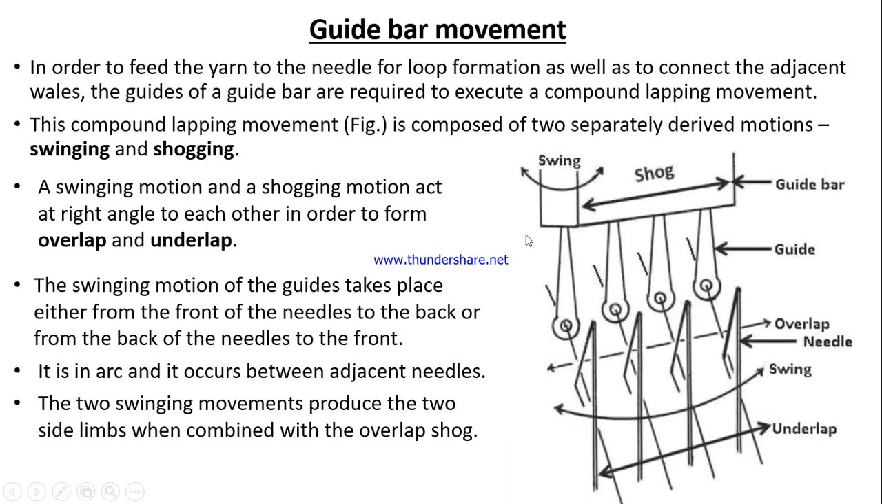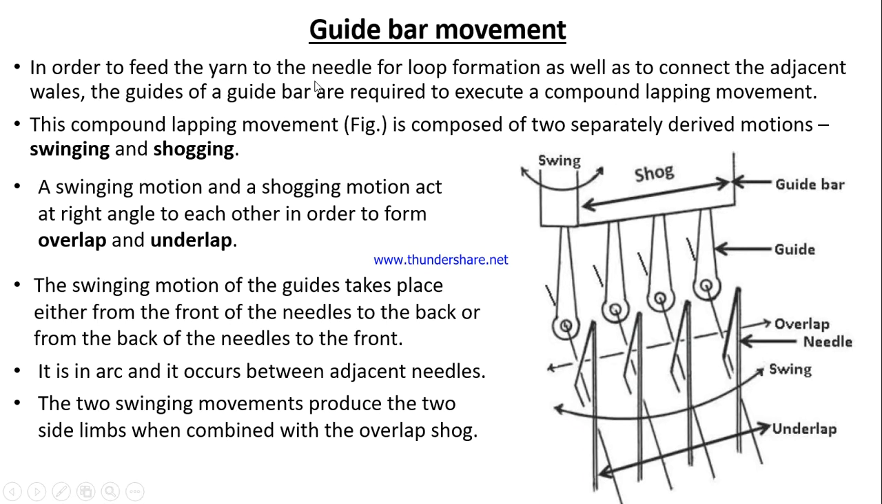Here you can see in this diagram, these are the needles, the bearded needles. The needles are vertically up in this way, and this is the guide bar, and these are the guides. Guides have holes through which the threading is done. Each and every guide is threaded with at least a thread or warp yarn. These finger-like elements are guides. All guides are situated on the guide bar.